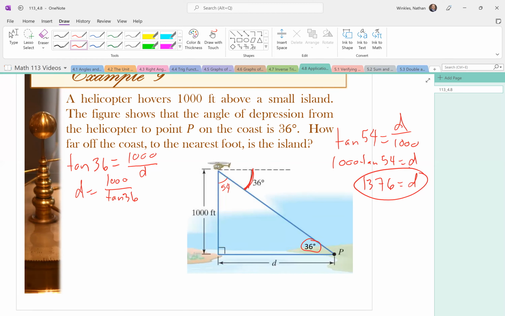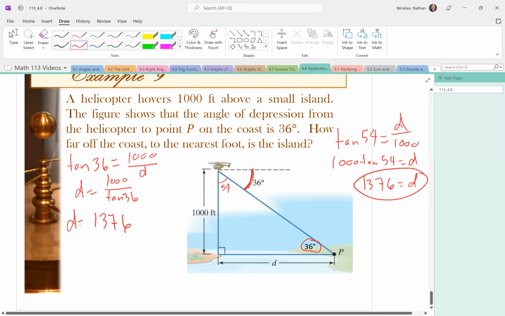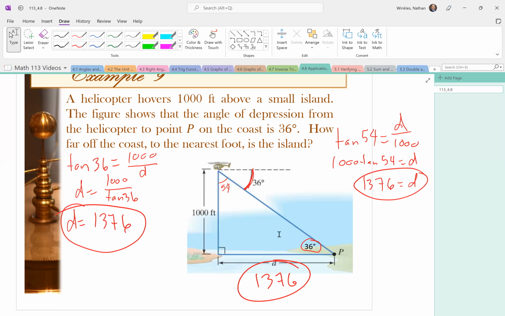If we did 1,000 divided by tangent of 36, we get 1,376.38192. So we still get the same distance no matter what, of 1,376 feet. That's a long way to swim. So in applications, we're just solving for either what they're asking for or we're solving for the entire triangle. We're still using the same exact principles of our sine, cosine, and tangent. Nothing on that changes anywhere.